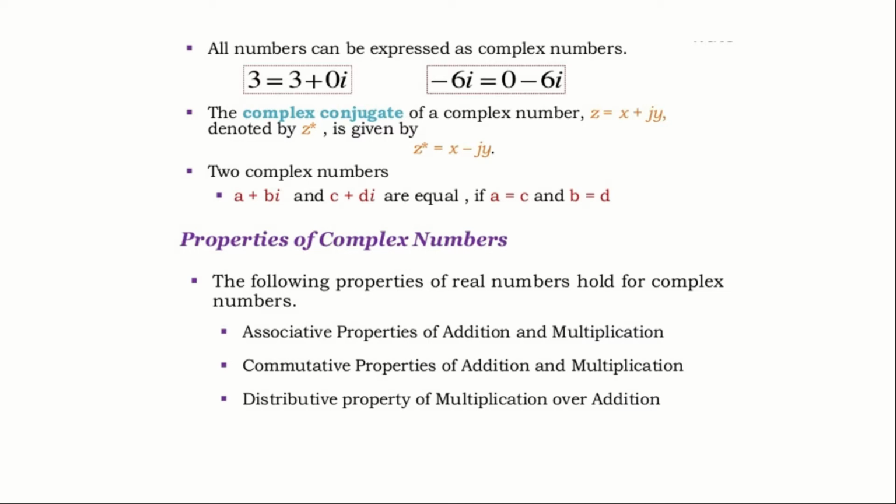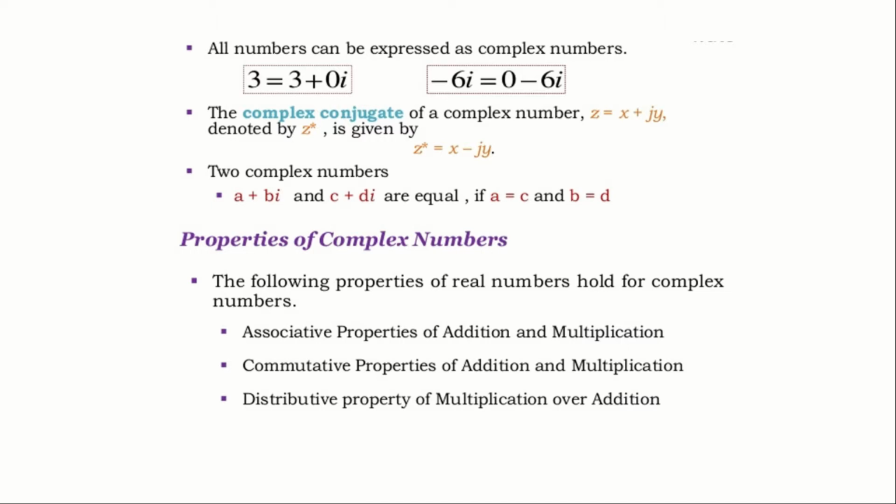The complex conjugate of a complex number z equal to x plus jy is denoted by z star or z dash, and it is given by z star is equal to x minus jy. Conjugate is the exact opposite form of it. If a plus bi is a complex number, then the complex conjugate is a minus bi. Two complex numbers a plus bi and c plus di are equal if a is equal to c and b is equal to d.